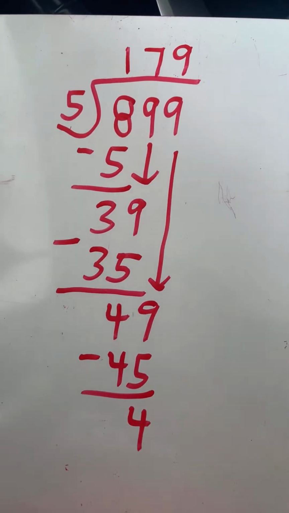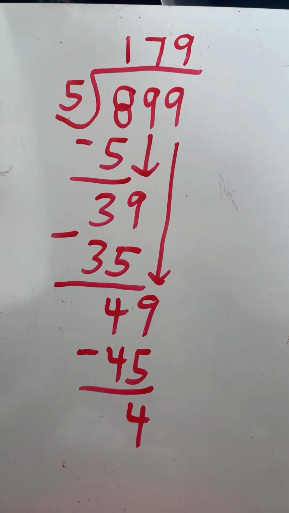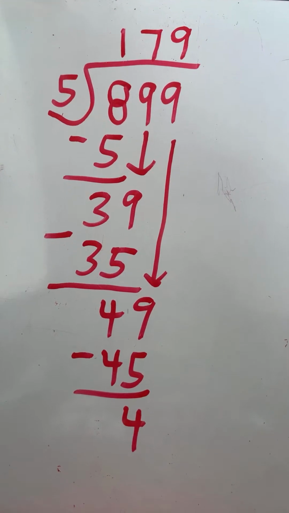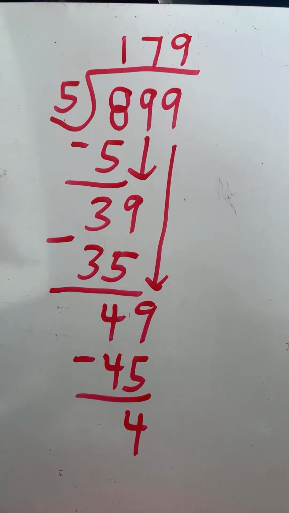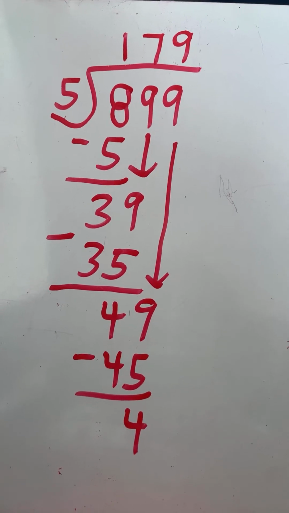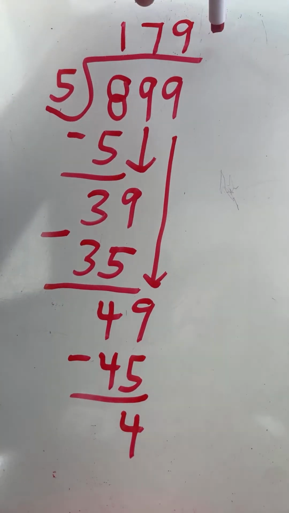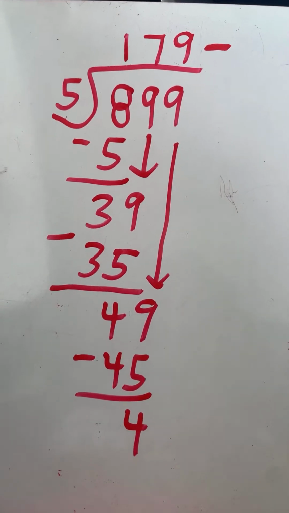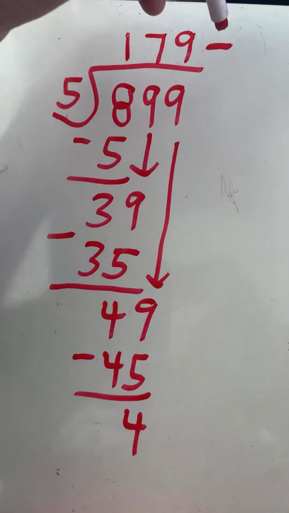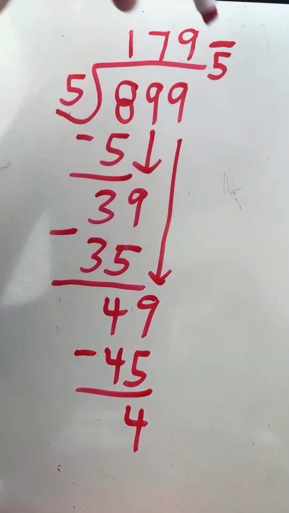So here's how we figure it out if there is a remainder. Whenever we have a problem and there's a remainder at the end, the answer is going to be a mixed number. So we're going to make a fraction next to our whole number here. Now the denominator in our fraction is the number we're dividing by. So what are we dividing by? We're dividing by 5. So 5 is going to be the denominator in our fraction.